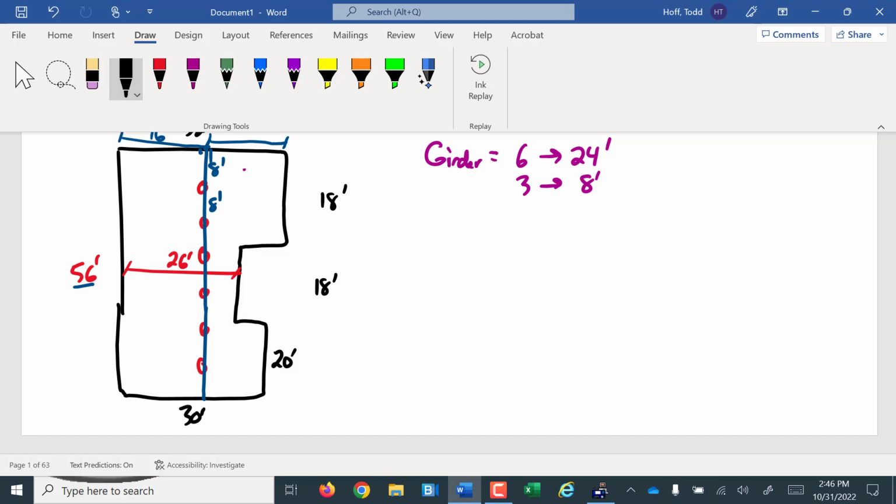For sills, remember sills is just the perimeter, so go ahead and find the perimeter of that for me.